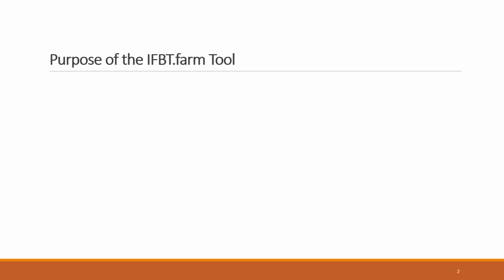Relates to the purpose of the IFBT farm tool. Farming is a complicated business. There's the production side, getting a crop in and out and all that goes into that. And then there's also the financial management side of the business. And these two really need to come together for farmers to be effective in the near term and the long term in terms of managing a profitable and successful business.